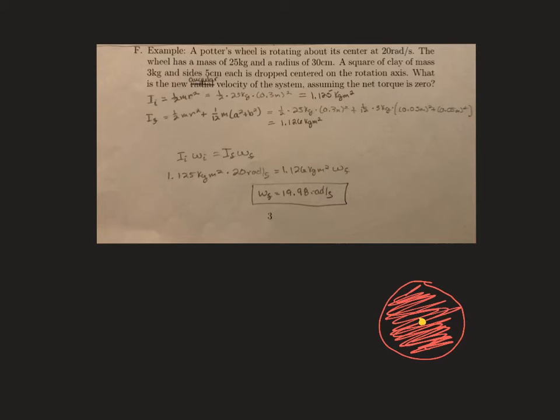Alright, and then we know its mass and we know its radius. And then we stick a piece of square clay with a certain mass and certain length side at the very center. So we're going to stick a square piece of clay on top. And after we stick that piece of clay on there, we want to know what the new angular velocity of the system is, assuming that the process of adding the clay doesn't exert a torque on the system.